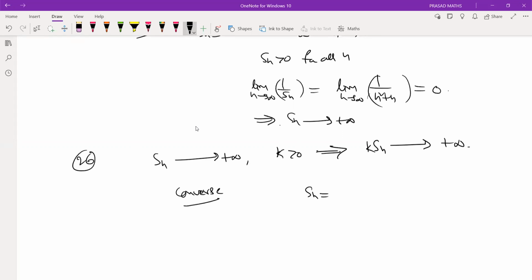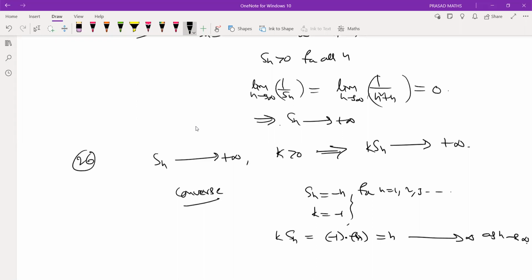Suppose you take Sn equals minus n, and k equals minus 1. Right? Then k into Sn is minus 1 into minus n, which is exactly n. This diverges to plus infinity as n tends to infinity. But the thing is, here k is negative. So the converse may not be true.